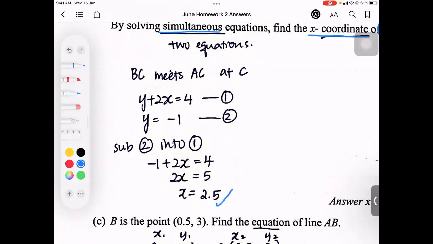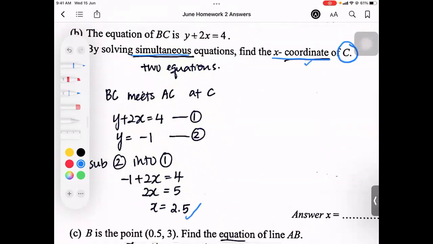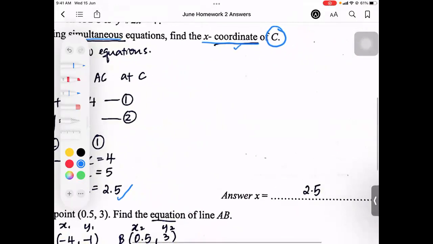Why did they ask me to solve only the x coordinate? Because y is already given. Y is equals to -1. Therefore, I don't need to find y anymore. I already know y equals to -1. They only want the x coordinate. So it's just an x value. Don't need to write points. This one is a pair of coordinates. So this is the wrong answer. Do not write like that. Okay. So just the x value.